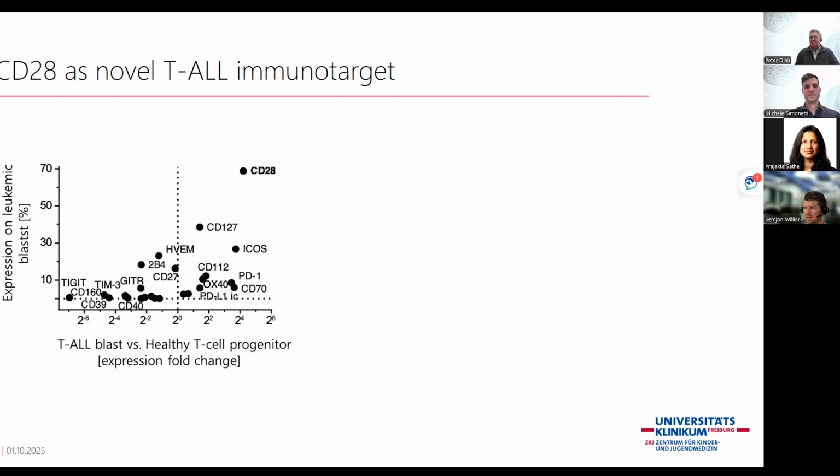We have recently identified CD28 as being highly overexpressed if we look at malignant T cells in comparison to healthy T cell progenitors. This is some expression data from patient materials. I don't want to go into much detail, so this is the reason why we're interested in that.